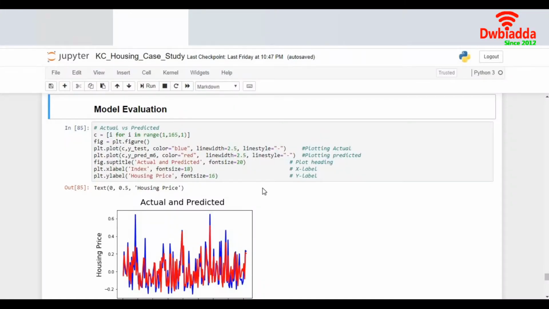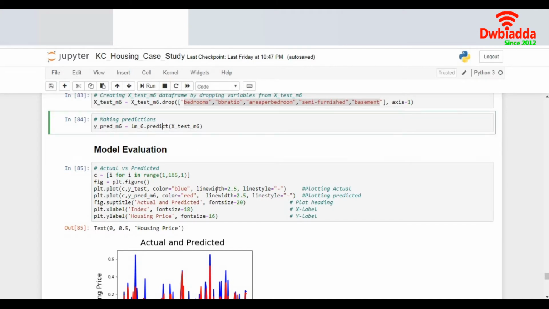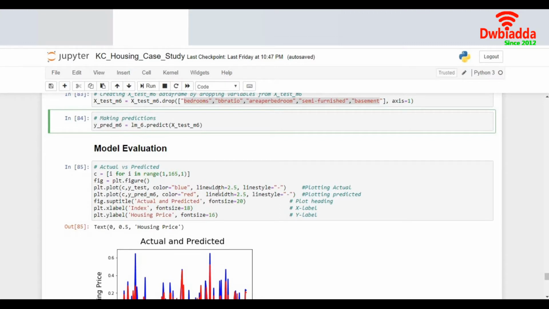Hello and welcome to the session on multiple linear regression using Python. In this session, we will learn how to evaluate a linear regression model which we have already built. I have a model and I did a prediction of my test variable using the model, and now I would like to apply different techniques to evaluate it.